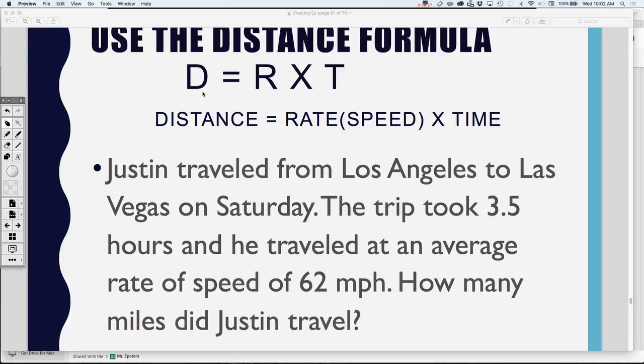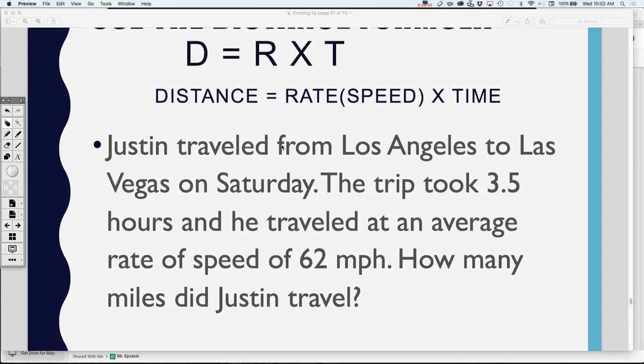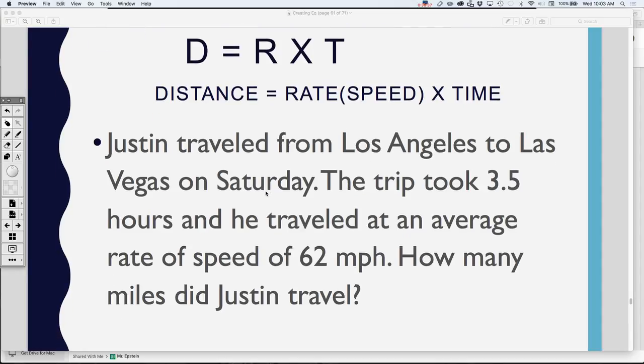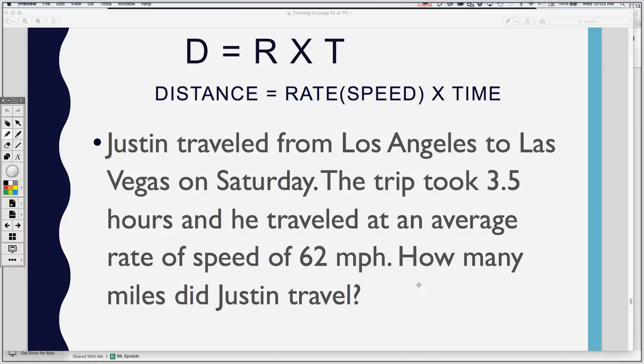All right, let's try this one. Justin traveled from Los Angeles to Las Vegas on Saturday. The trip took 3.5 hours, and he traveled at an average rate of speed of 62 miles per hour. How many miles did Justin travel? First thing we want to do, look at what we're trying to find out. How many miles? What is miles? Distance, rate, or time? Distance. Okay, so we're trying to find distance. So we should say distance equals is the equation we need.